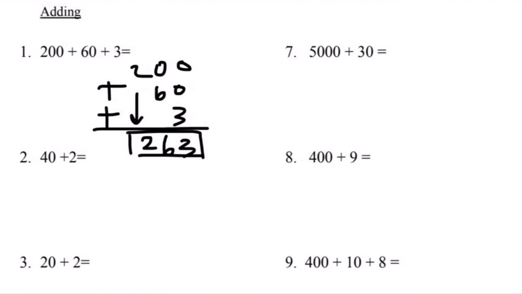Number 2, 40 plus 2. We align the numbers vertically, and then we add. 0 plus 2 equals 2. Bring down the 4. Our final answer for 40 plus 2 should equal 42.